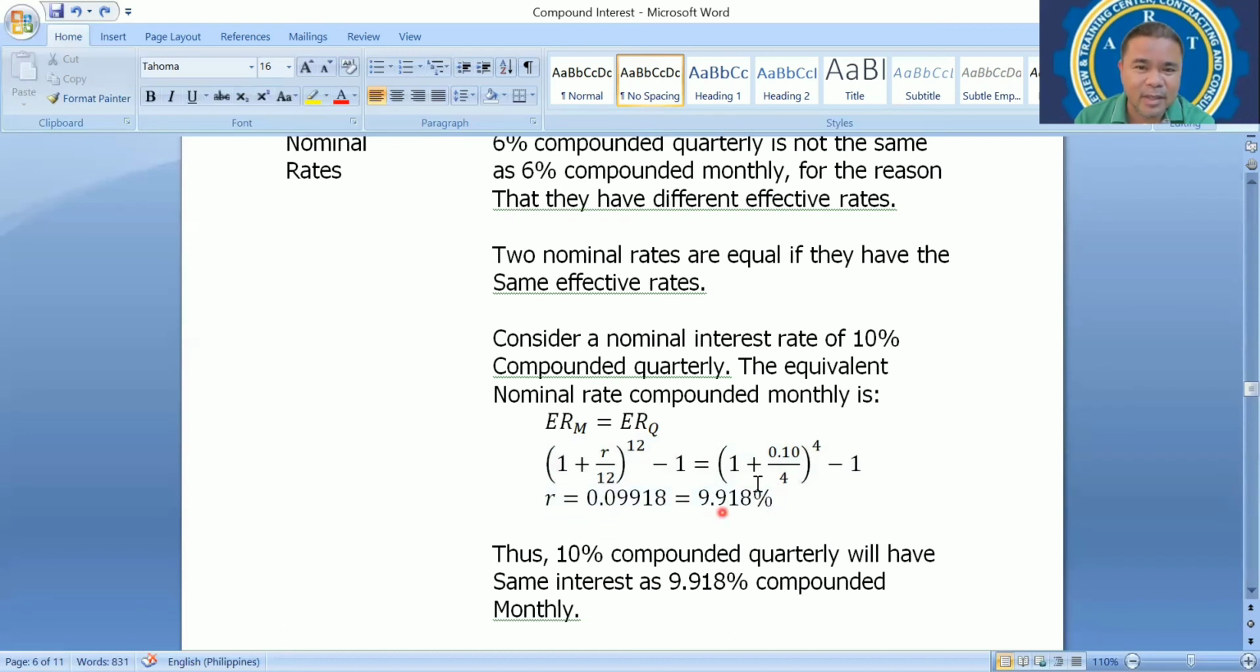So meaning the 10% compounded quarterly is equal to 9.918% monthly. Compounded monthly is the same as compounded quarterly. Again, ER monthly is equal to ER quarterly. When they are equal, the R is equal to 9.918%, and the quarterly has 10% compounded quarterly.